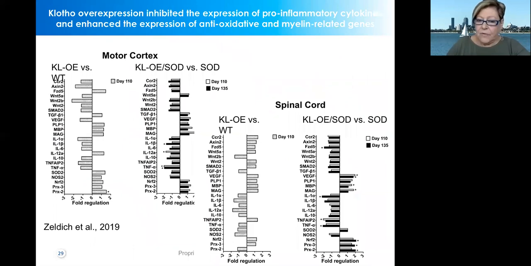And when we did some RNA-seq, we found that in motor cortex and in the spinal cord, genes that are related to inflammation are downregulated, and genes that are important for antioxidative stress and myelin formation are upregulated in the presence of Klotho.